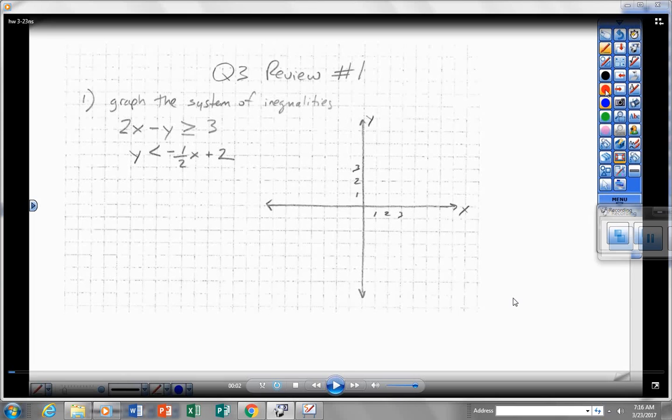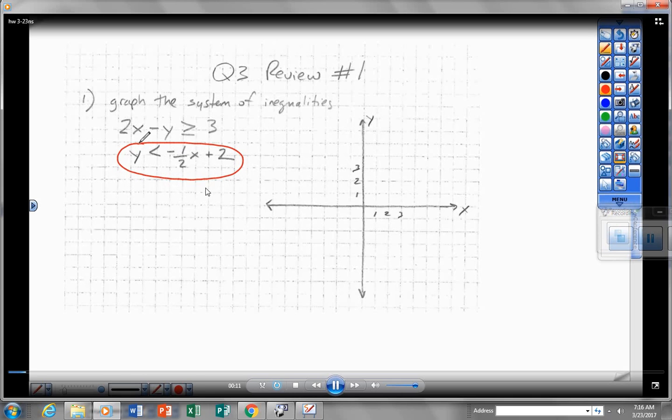Okay, for tonight's homework, I'm going to have you finish these problems on this handout, and then I'm going to have you do them again in your composition notebook. So this first one here is graphing a system of inequalities. This first one here is ready to go. This is solved for y, ready to go.